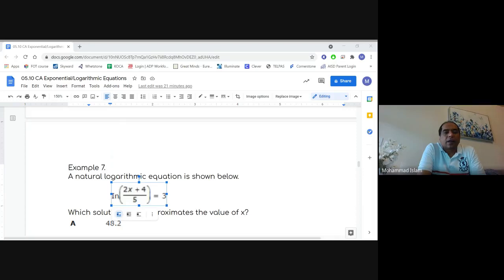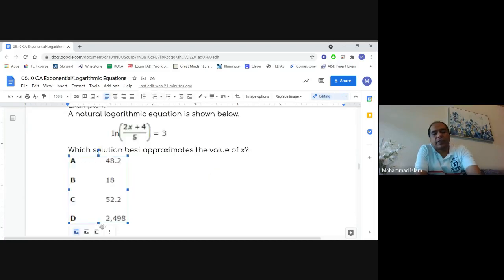This is again a log equation. Log natural of (2x plus 4) upon 5 is equal to 3. And we need to solve it for x. And then there are 4 choices given. So I will copy those 4 choices as well. All right, so when you solve such a problem, now what is your first step?